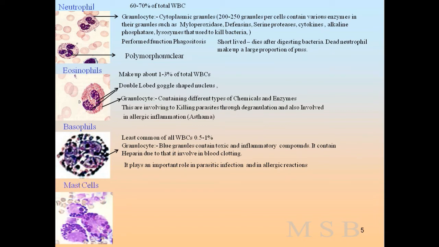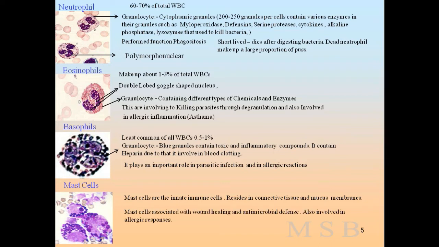The next cell of the innate immune system is the mast cell. Mast cells are innate immune cells that reside in the connective tissues and mucous membranes. They are associated with wound healing and antimicrobial defense, and are also involved in allergic responses. They have granules containing histamine, heparin and cytokines, due to which expulsion of parasites occurs.